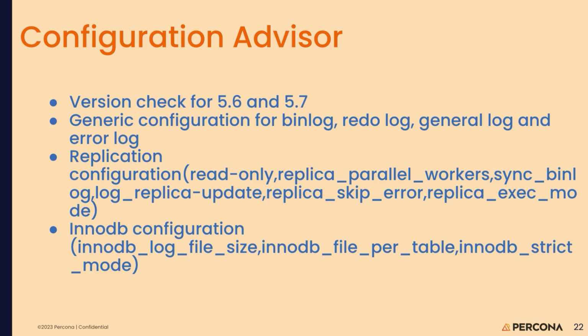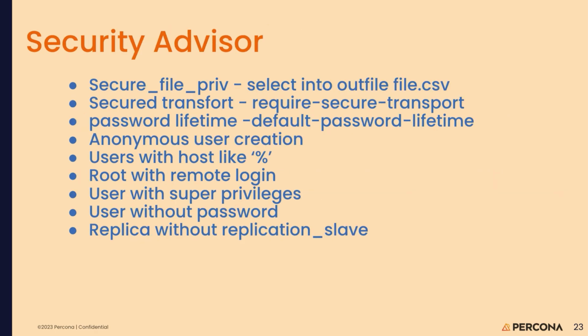There are some more InnoDB configurations. Then security advisor. When the secure file privileges is on, it will allow us to run the select into outfile query. So when the select into outfile query runs, it will create the CSV file where MySQL has privileges. When the file becomes very large, it can cause disk usage issues, and sometimes it can affect the server performance also.